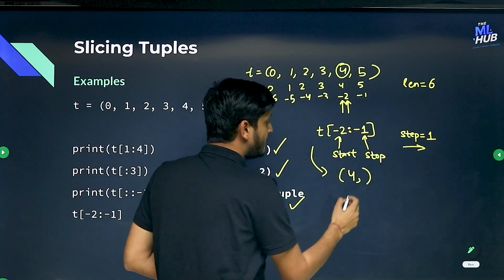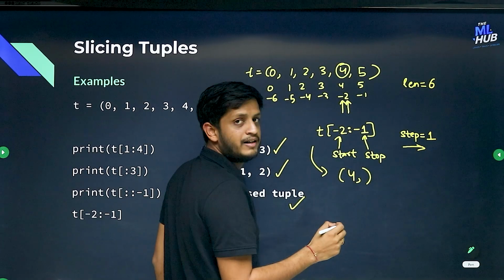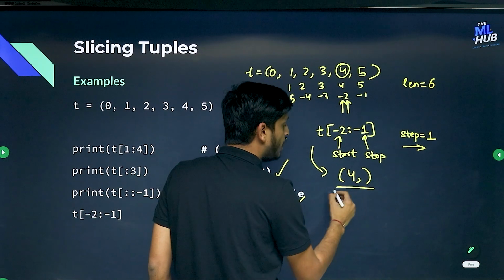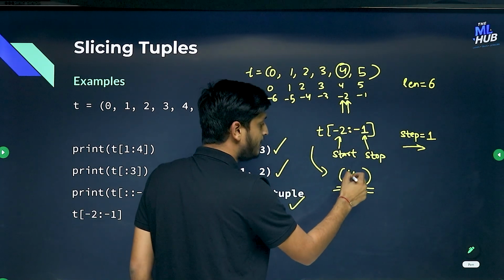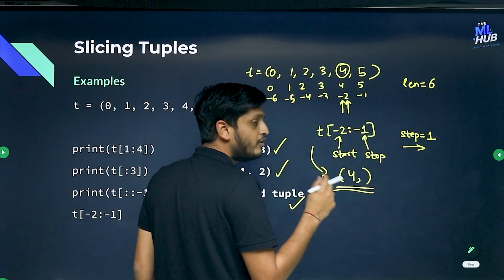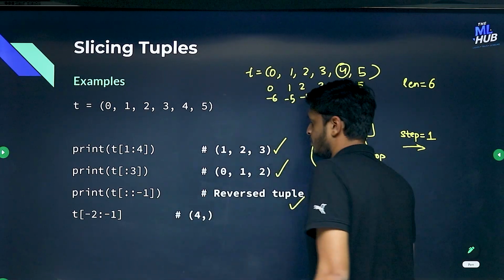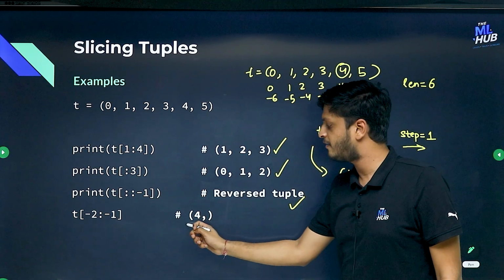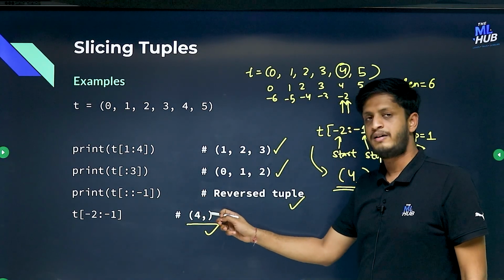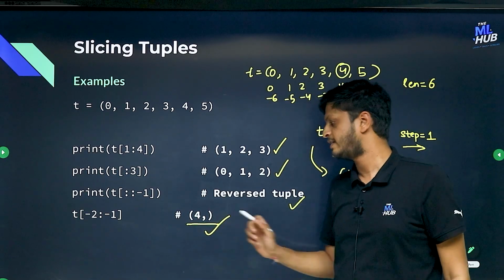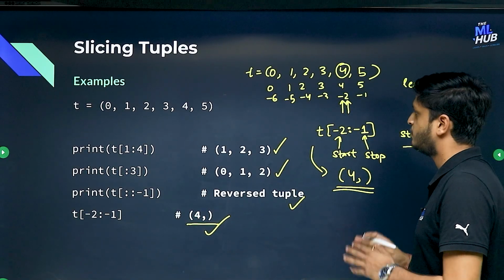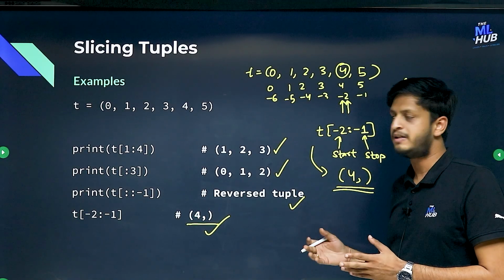Now whenever you are writing a single-element tuple, you will add a comma at the end, right? So even in the output you will see a tuple containing the element 4 with a comma at the end of it. Every tuple with a single element will have a comma at the end. So the output will be a tuple containing a single element 4 like this. Okay, so this is how you can do slicing in tuples.